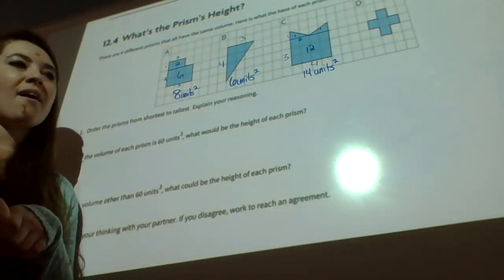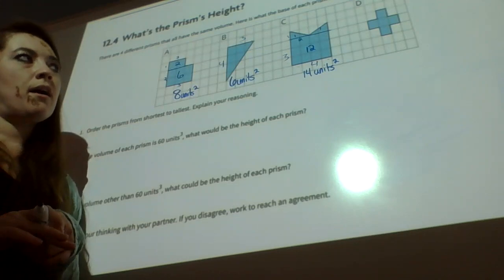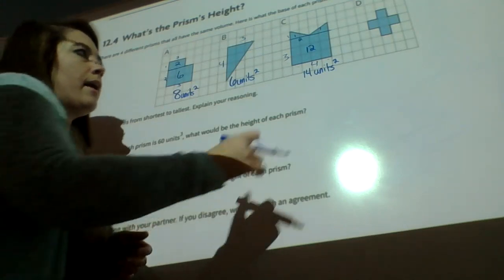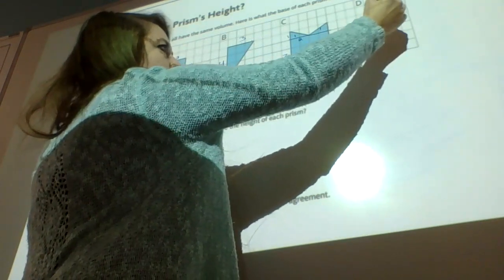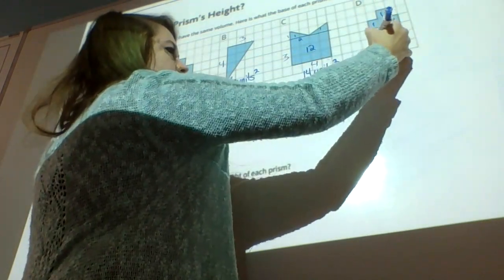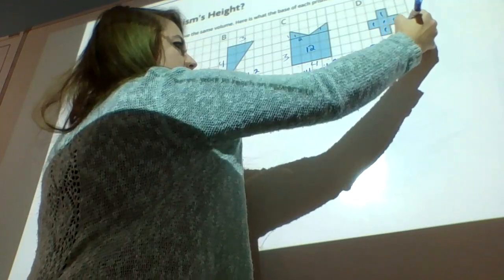Now for D, we have each of these little individual squares put together here. So for the area of this, it's easiest just to count it. So we have 1, 2, 3, 4, 5. So we have 5 units squared.